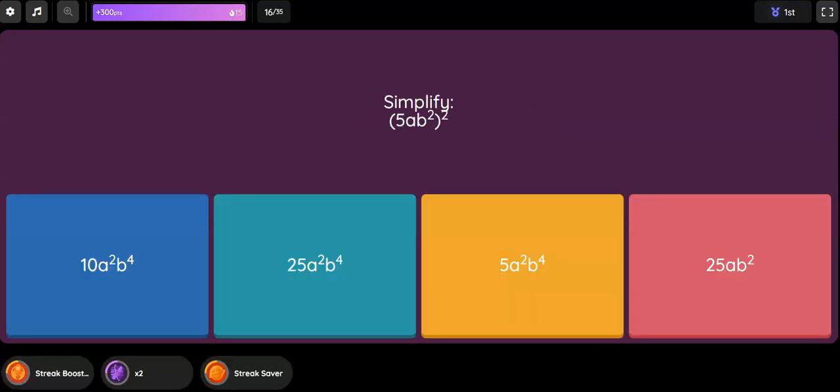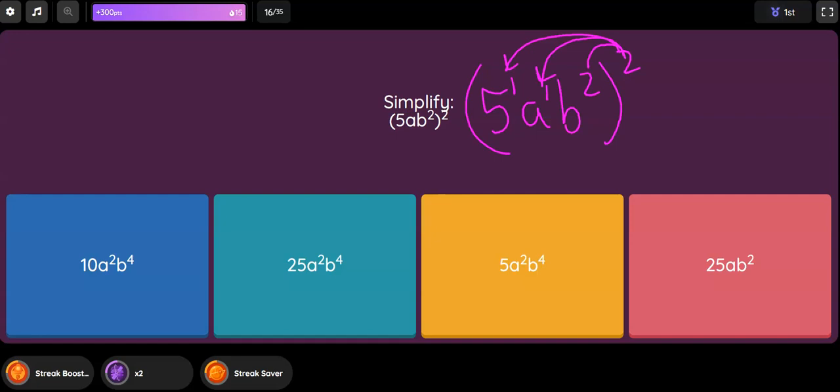When your exponent is touching the parentheses, you distribute. But don't forget, you can only multiply exponents by other exponents. So 5ab to the second, raised up to the second power, means I'm multiplying by all of these invisible powers of 1. So 5 squared, a squared, b to the 4th. 5 squared can be evaluated, 25. 25, a squared, b to the 4th.